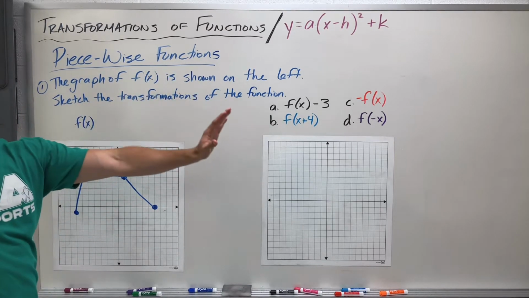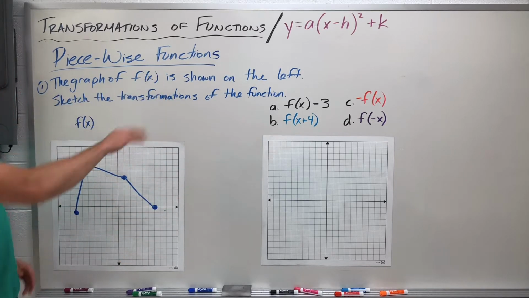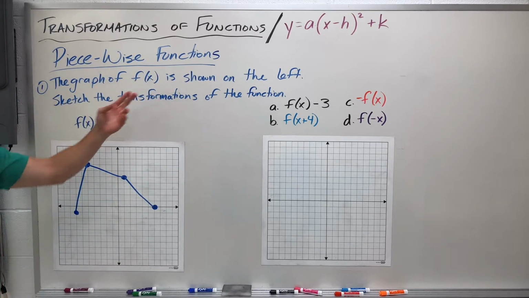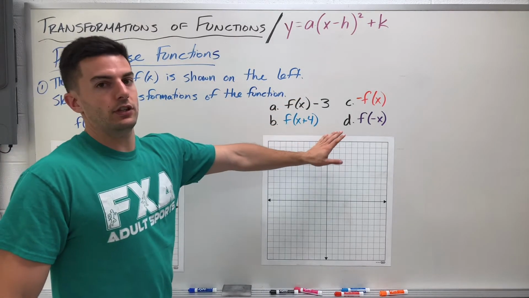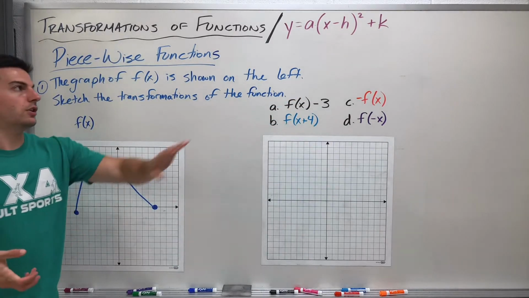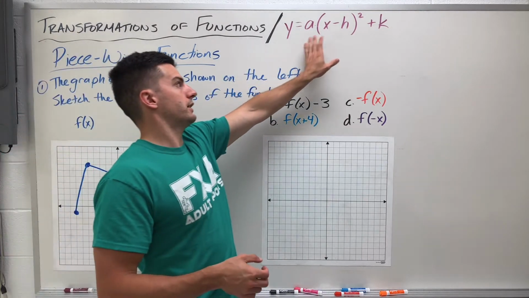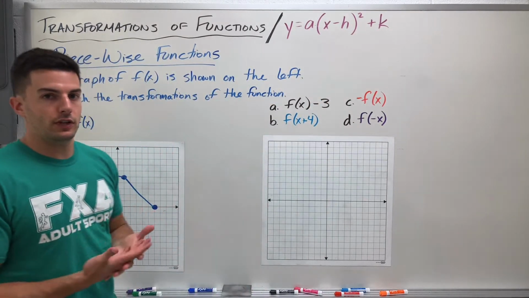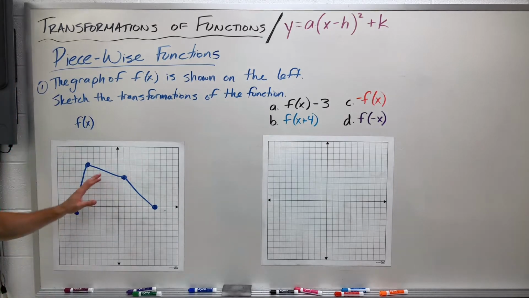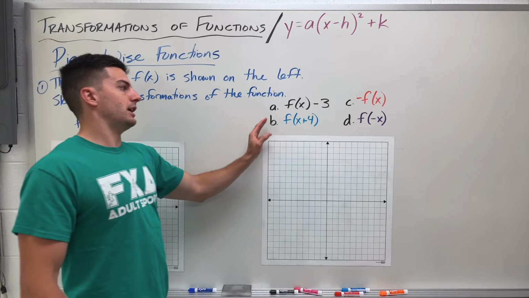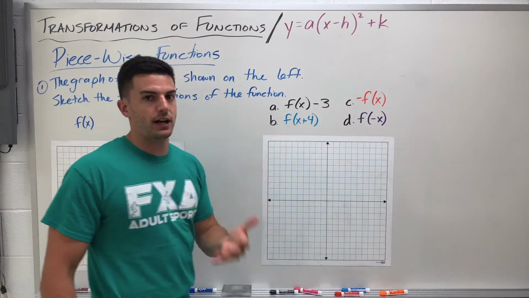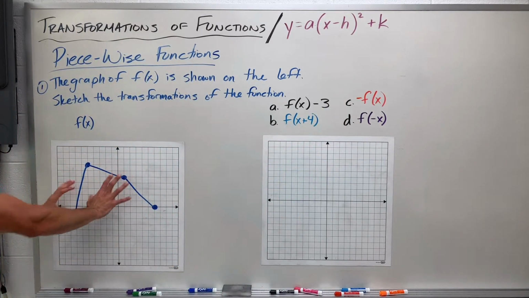What we're going to do with this is do what it asks here. It says the graph of f of x is shown on the left, sketch the transformations of the function, and it lists these four. All the same transformation rules and all the same letters in their positions still apply to piecewise functions, even though it's a different shape. So we're going to look at A, B, C, and D, and one at a time, we're going to graph these transformations of this function.